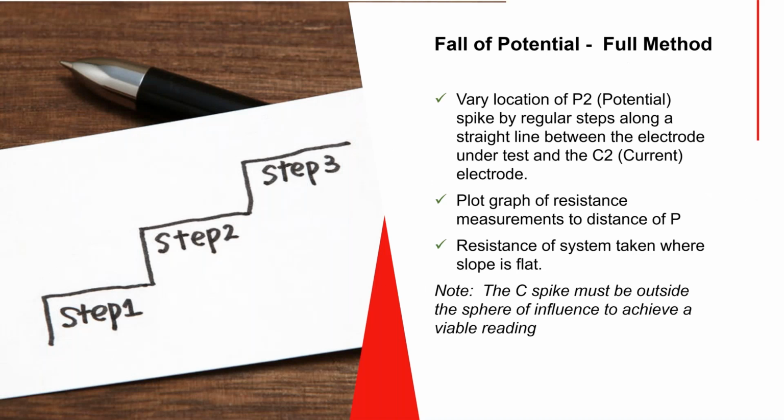Okay. And so the procedure then is that you will now vary the position of your potential probe, and you're going to walk the potential probe in a series and take a series of measurements going out towards your current probe, and you're going to plot those measurements against the distance at which the probe was placed. Next.